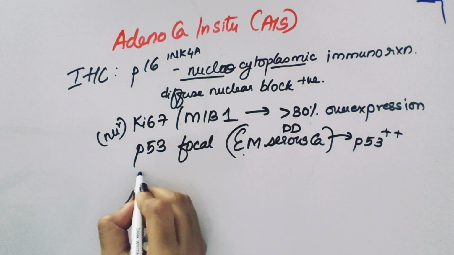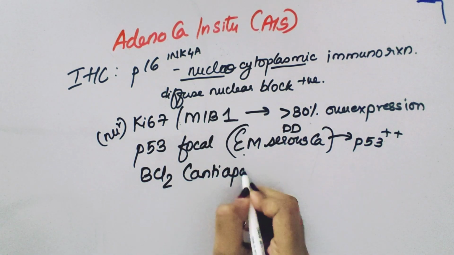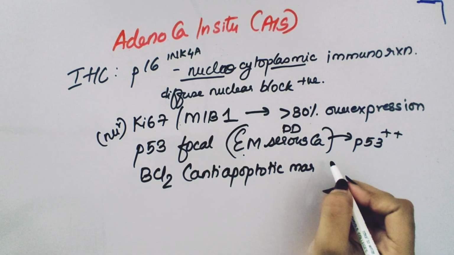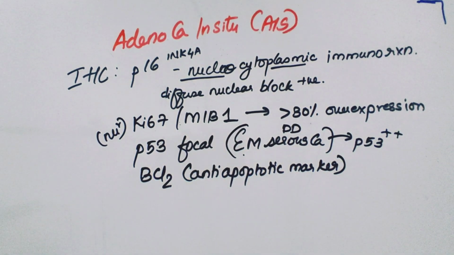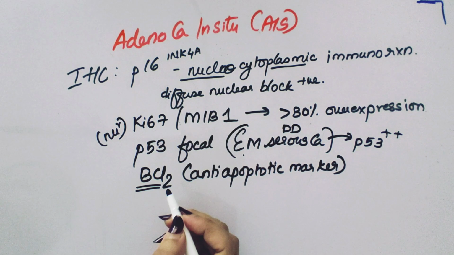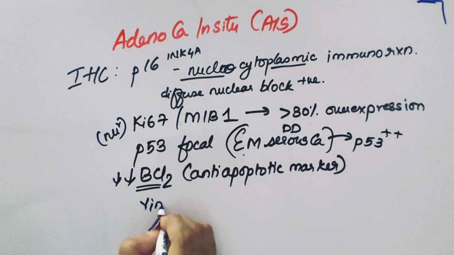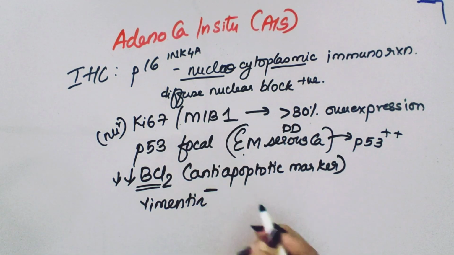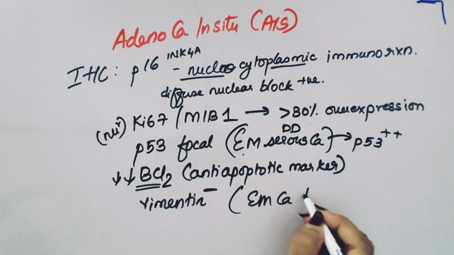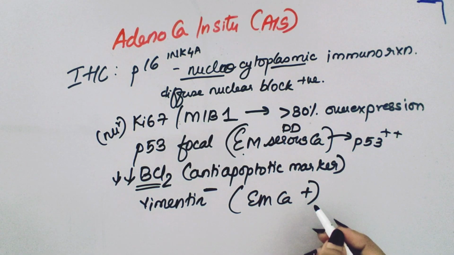So P53 done. And the next is BCL2. BCL2 is an anti-apoptotic marker. I said in this tumor there are more mitotic figures and apoptotic bodies. So if apoptosis is this much, then what will be the BCL2 expression? It should be decreased, of course. And then there is vimentin. What will my vimentin be here? It will be negative. And why did I stress that? Because in endometrial carcinoma, vimentin is positive. So that is another marker to differentiate endocervical adenocarcinoma from endometrial carcinoma.